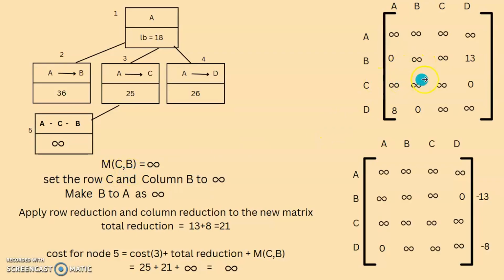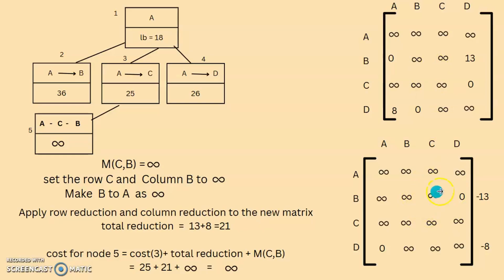You refer C to B, it is a infinity. C to B is infinity, you copy it here. And set the row C and column B to infinity. So in this matrix, row C and column B as infinity. So that is what we got it here. And make B to A as infinity. So we have made B to A as infinity here. And other elements you copy it from this matrix. So this is the new matrix, we got it.